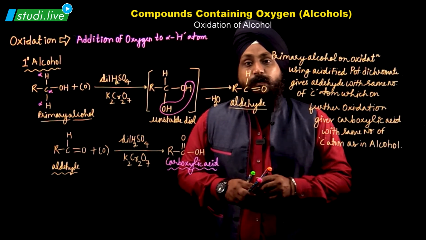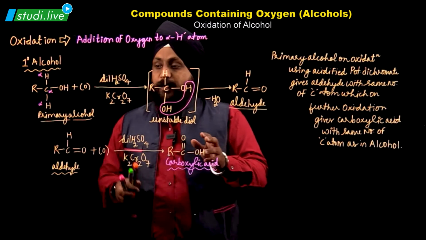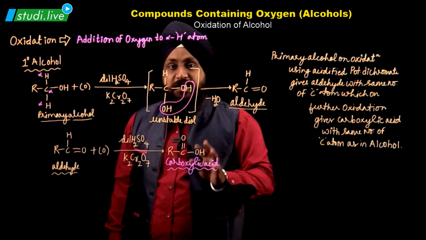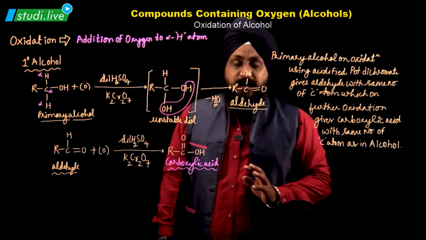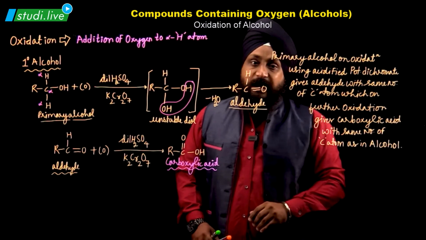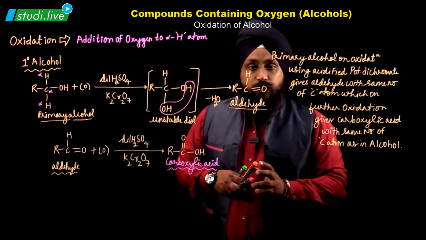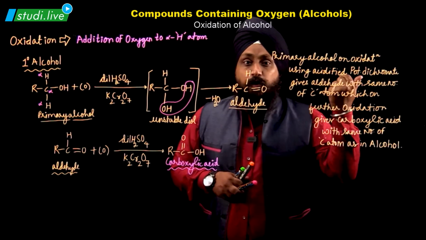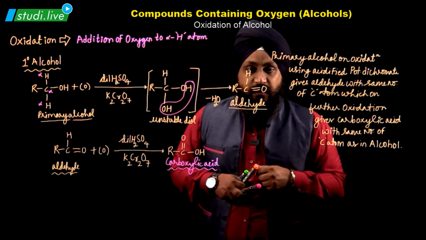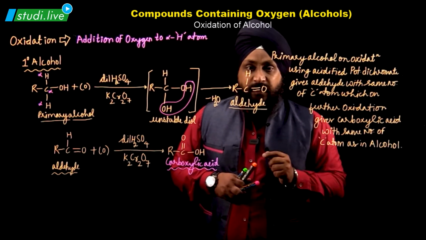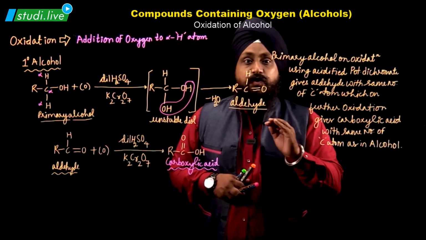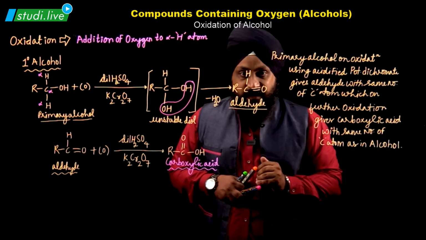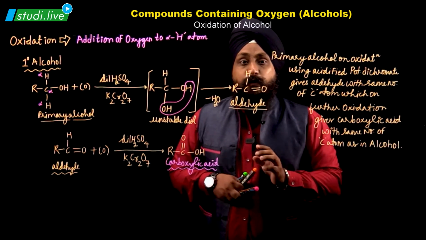Now students, see what is happening. Primary alcohol is getting converted into aldehyde, and aldehyde immediately gets converted into carboxylic acid. If I have to stop the reaction at the aldehyde stage, as soon as aldehyde is formed, I'm supposed to remove it from the reaction mixture. Okay, this is going to be one case. As soon as aldehyde is formed, it should be removed from the reaction mixture so that it is not further oxidized.